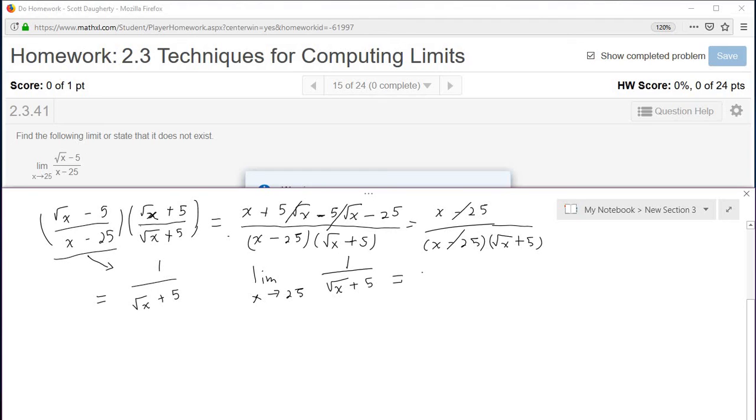Okay, so now let's try substitution. If I were to plug 25 in for x, notice that I would get 1 over the square root of 25 plus 5. And of course, the square root of 25 is 5, so that's really 1 over 5 plus 5, which is 1/10.